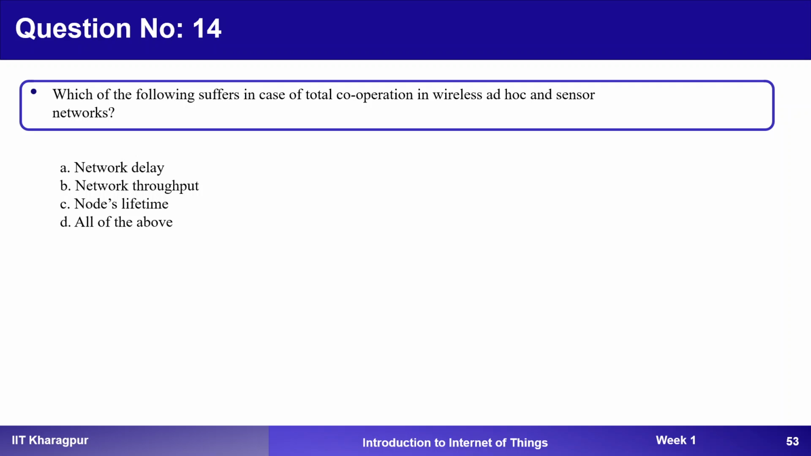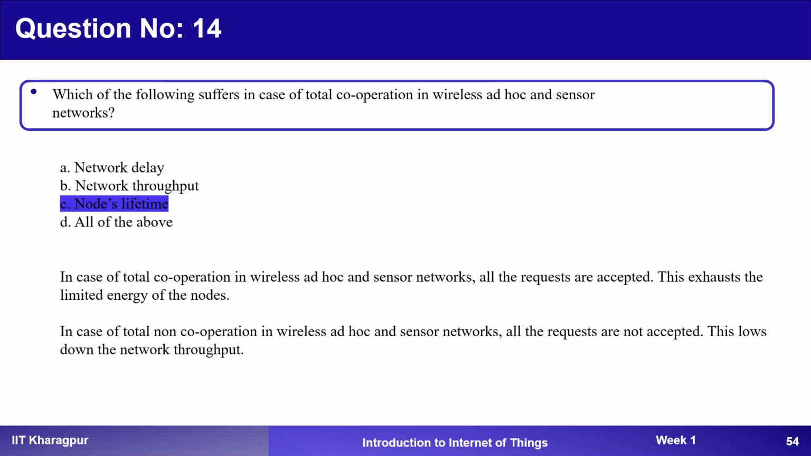Which of the following suffers if there is complete cooperation between the wireless ad hoc network and the sensor network? Delay, throughput, lifetime. Delay, ma'am. It's node lifetime. In case of total cooperation between the wireless ad hoc network and the sensor network, the node lifetime will suffer. However, if there is no cooperation between them, then the network throughput will suffer.